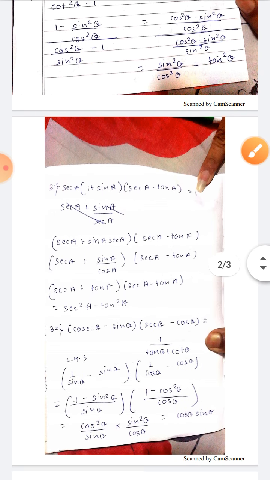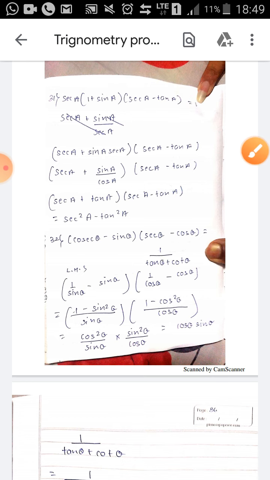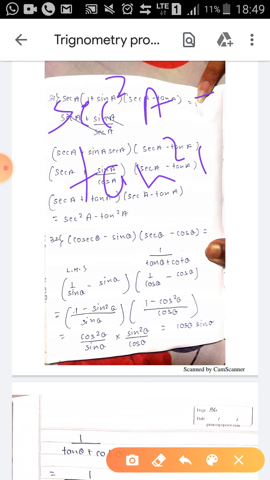Now we will move on to sum number 31, which is again a very simple proof. It asks us to prove that sec a into 1 plus sin a into sec a minus tan a is equal to 1. Okay, so now what can we do? We know that this sum will be solved by applying the relation sec square a minus tan square a is equal to 1. Yes, but it's difficult for you to judge which relationship you will apply in the end.